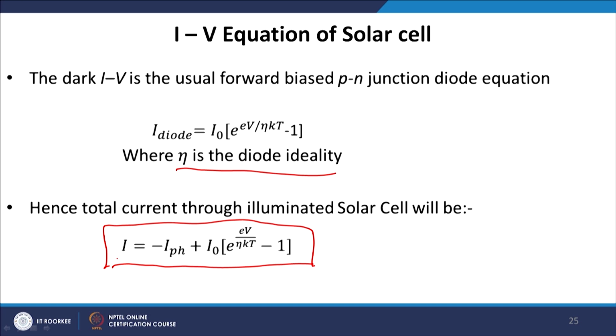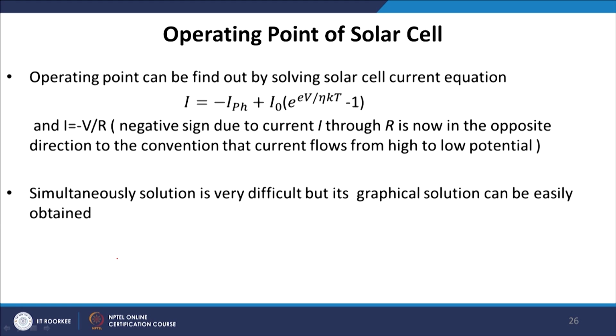Now, this photocurrent depends on the intensity of the light. The operating point can be found by solving the solar cell current equation, I equals minus IPH plus I naught (e to the power eV by eta kT minus 1). If we call this equation 1, and take the load equation, which is I equals minus V by R, with the negative sign because the current I is now flowing in the opposite direction, and call it equation 2, and solve these two equations, we will get the operating point of a solar cell.